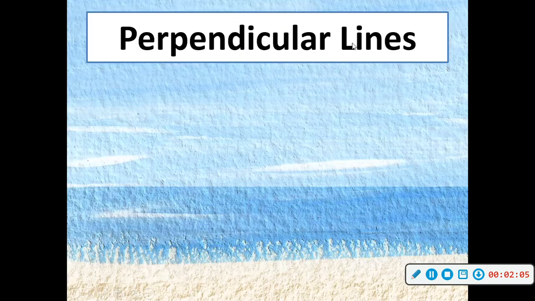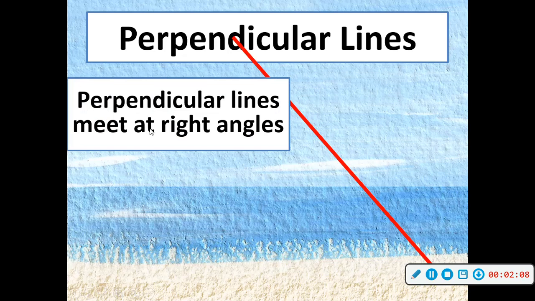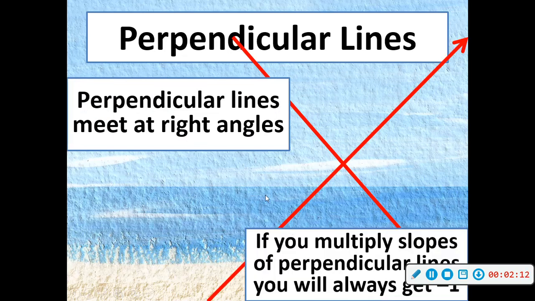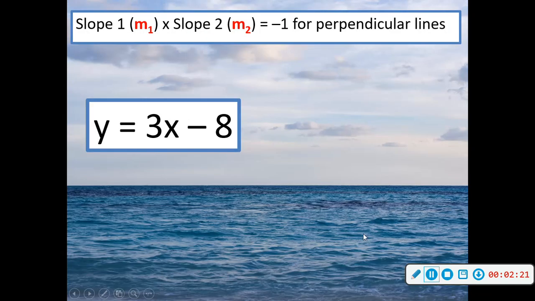In relation to perpendicular lines, well, perpendicular lines meet at right angles to one another. To find out slopes, you need to know a key fact. If you multiply the slopes of perpendicular lines, you will always get minus 1 as an answer. So here is a line that we have, y = 3x - 8, and if we multiply the slopes of two lines together and get minus 1, we know that those lines are perpendicular to each other.